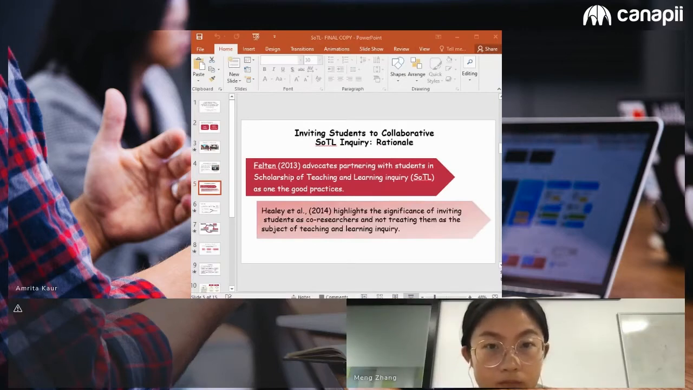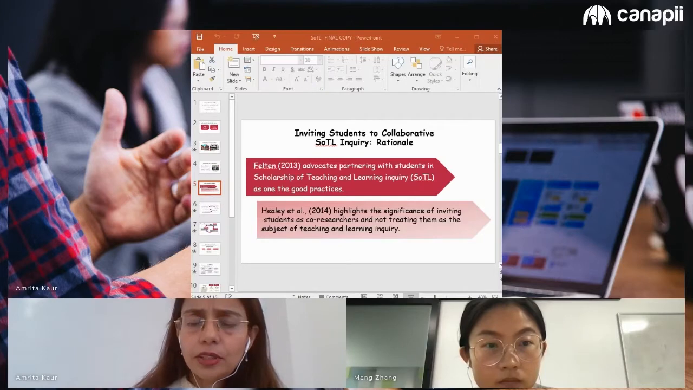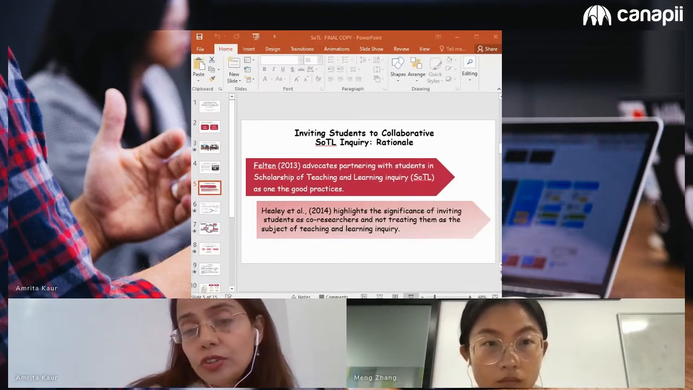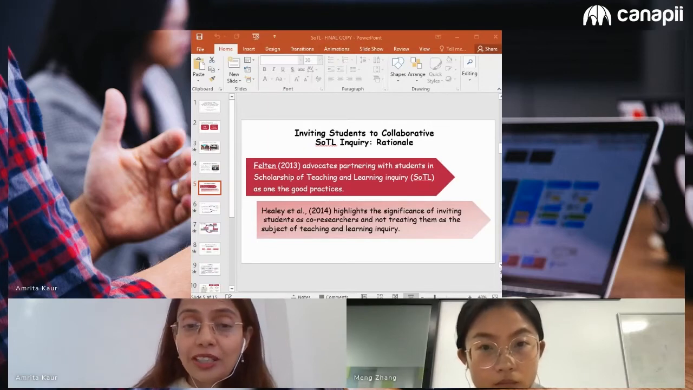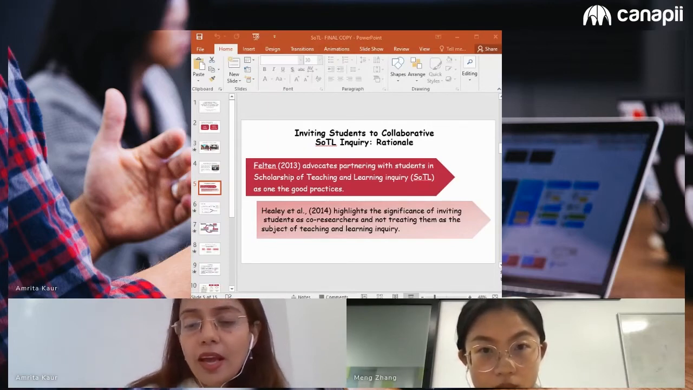As Peter Felton has advocated, partnering with students in the scholarship of teaching and learning is one of the good practices in SoTL. Of course, Healy has highlighted the significance of inviting students as co-researchers, because we cannot just go on treating them like subjects of research inquiry.